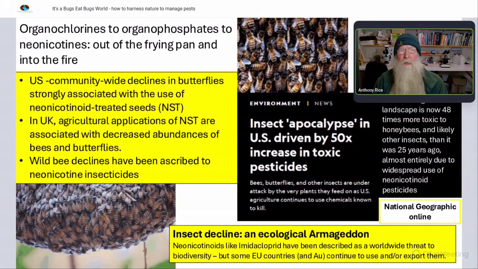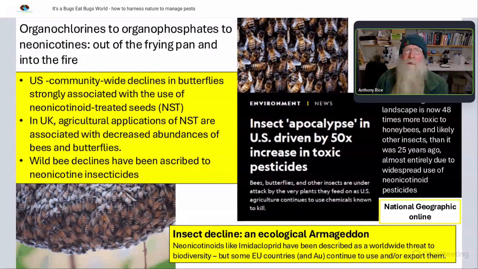back into the fire. So in the US, community-wide declines in butterflies are strongly associated with the use of neonicotinoid seed treatments. From now on, I'll call them NSTs, to save a bit of space. In the UK, agricultural applications of NSTs are associated with decreases in abundance of bees and butterflies, while bee declines have also been associated with the applications of neonicotinoids. And again, there are countless studies. I could have used dozens of them as examples here. If you just look online, you'll find a lot more examples of this sort of work.